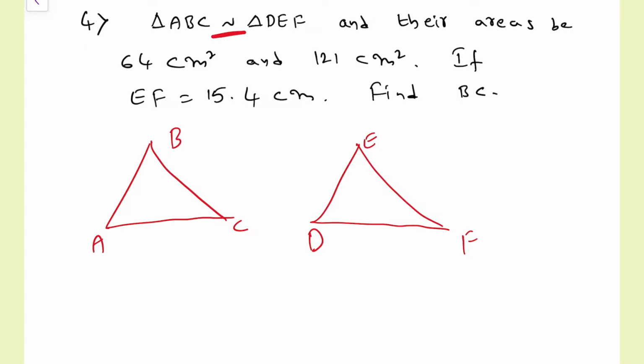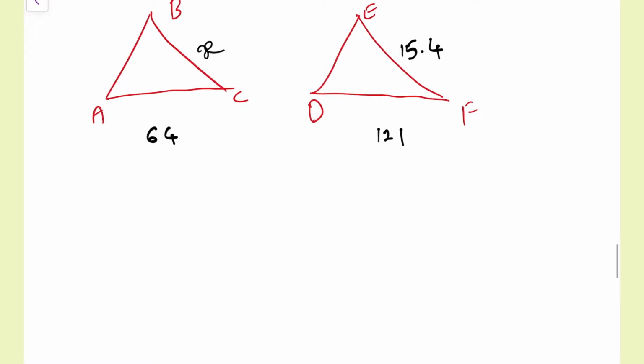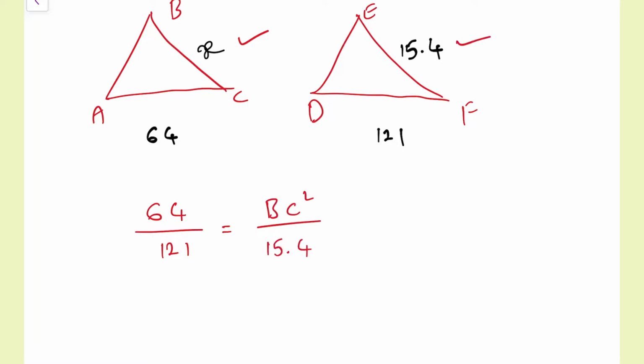And he said that their areas are 64 centimeter square and 121 centimeter square. This one is given as 64 centimeter square and this one is given as 121 centimeter square. If EF is 15.4, this is 15.4, then BC is asked. So BC I don't know, so I am keeping it. What is the relation between areas and sides? So let us check that. Area of the first triangle divided by area of the second triangle is equal to first triangle side square by second triangle side square.